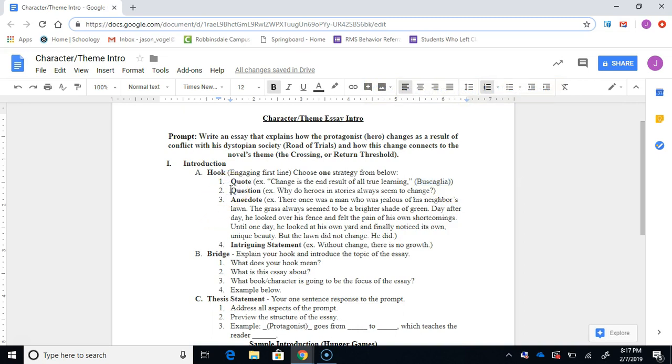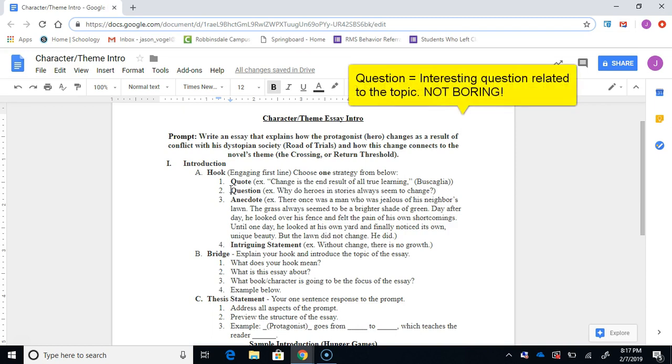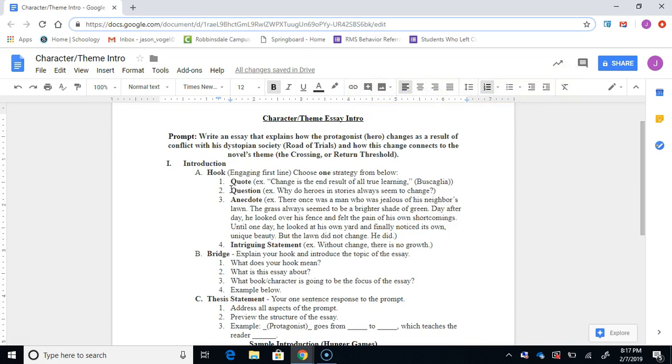Another option is to start with a question. This should not be a boring question. It should be something interesting that grabs the reader's attention, but also be related to your topic. The question I wrote is, why do heroes in stories always seem to change?